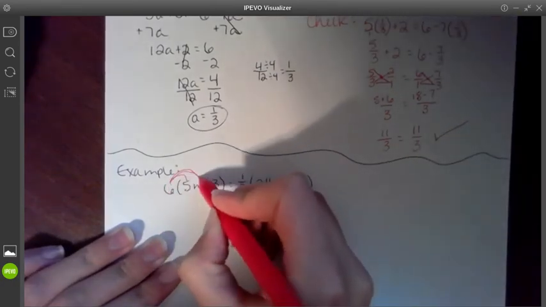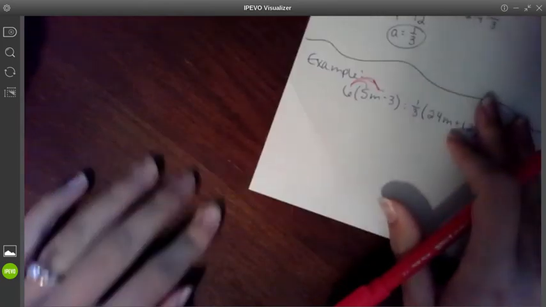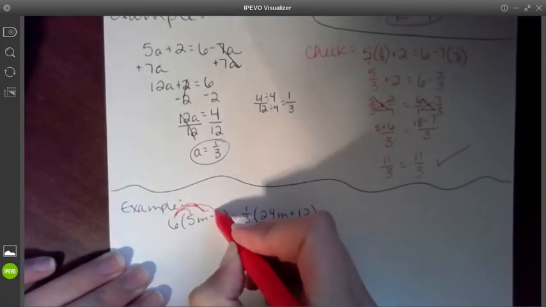Oops, that arch didn't go far enough. My table's got a weird divot in it. Okay, I want that one to go over here.